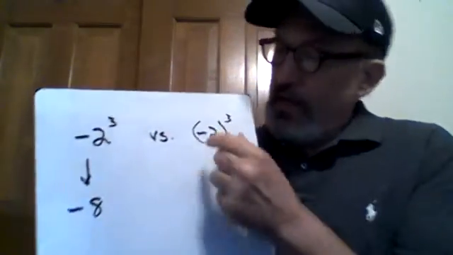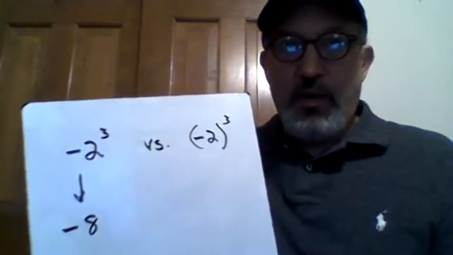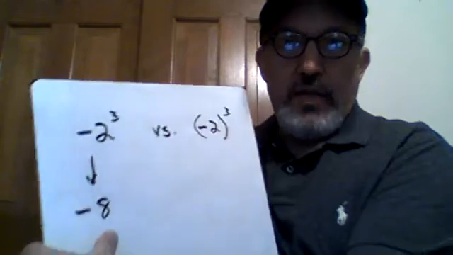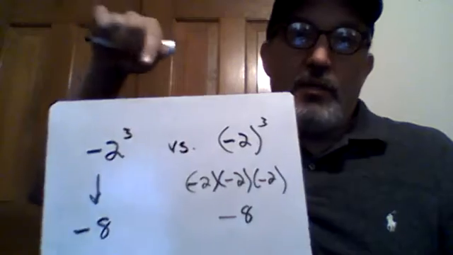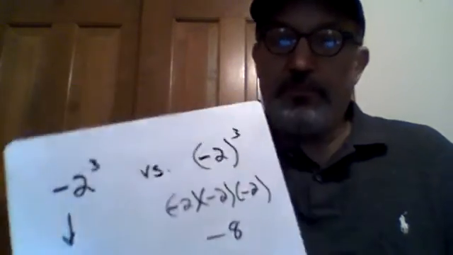When we evaluate negative 2 in parentheses to the third power, multiplying 3 negative 2's together, we also get negative 8. So the same result, but only because the exponent was odd.